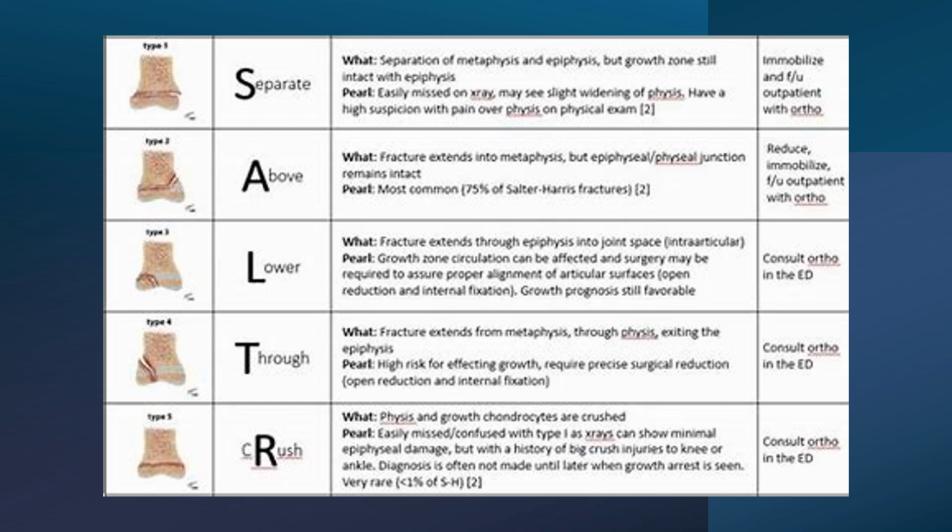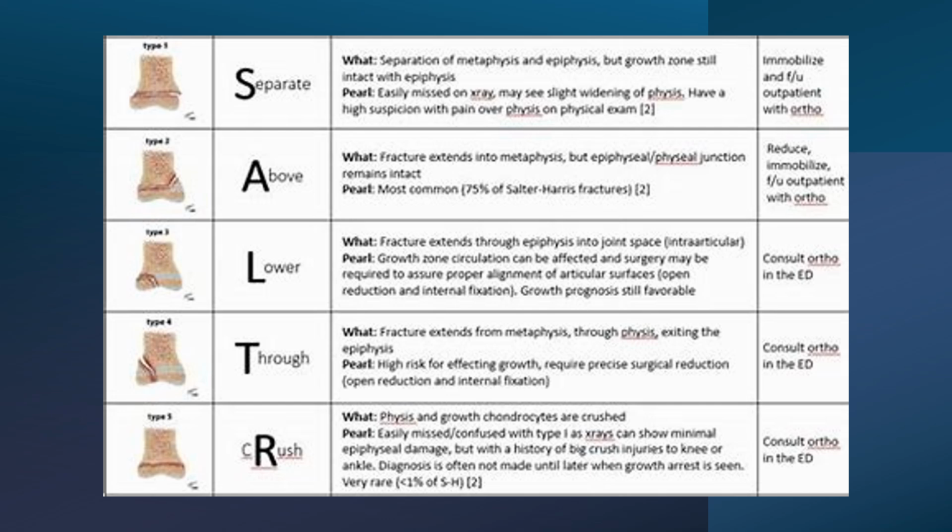Then you have type 2. So the fracture goes through the growth plate and into the bone on the shaft side, so the longer part of the bone. Now, this is the most common type of growth plate fracture, and it usually heals without problems. As an example, a fall that causes a crack through the growth plate and into the long part of the bone, like in a broken arm.